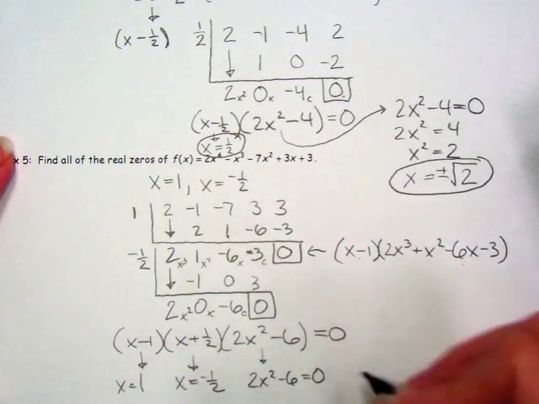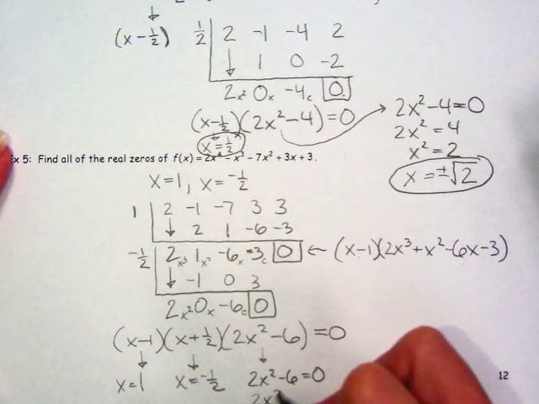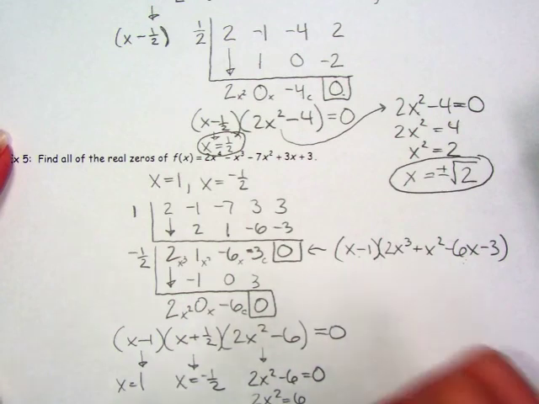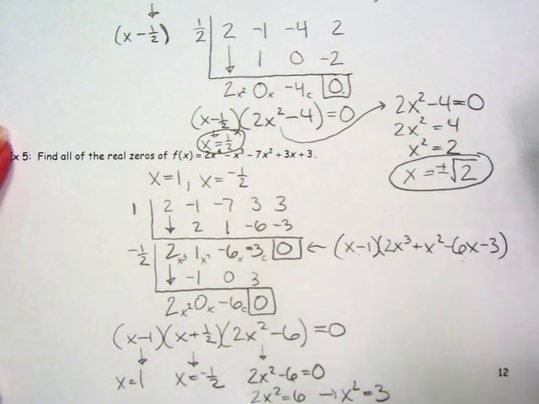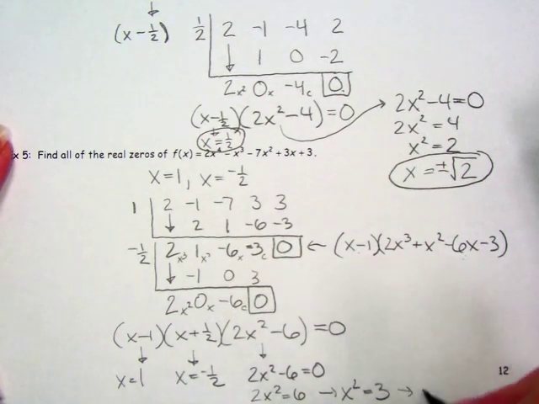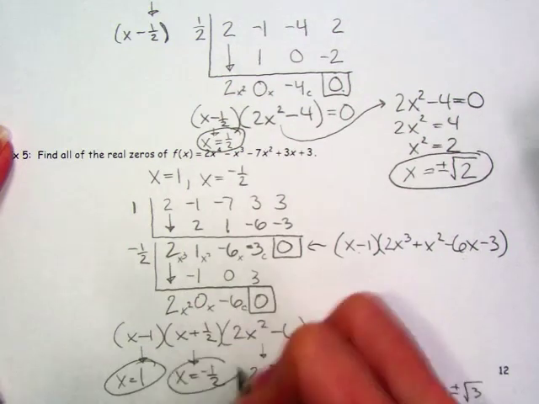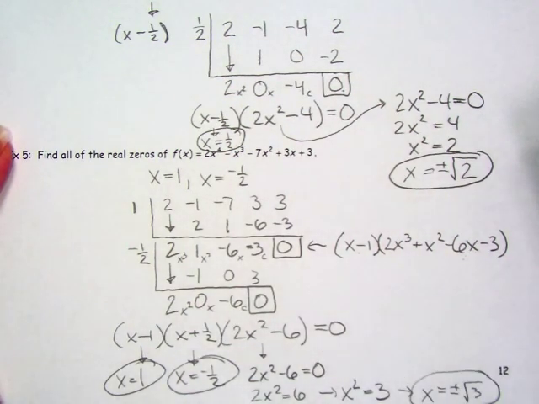Okay, solving that. 2x squared equals 6. Adding the 6 to the other side, divide by 2. X squared equals 3. Take the square root of both sides, and I get x equals positive or negative root 3. I have 4 zeros.